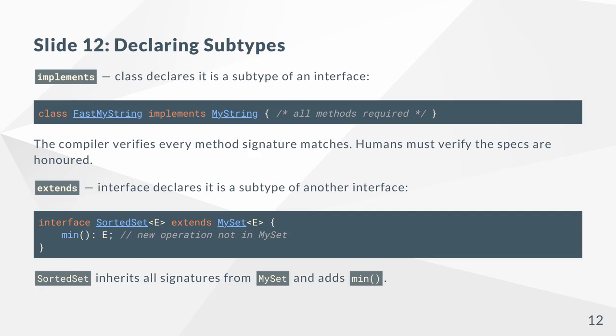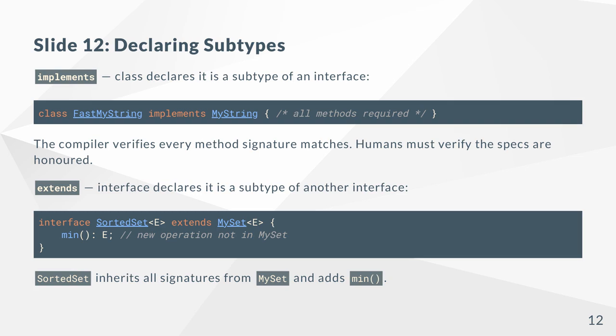TypeScript provides two keywords for declaring subtypes. Implements declares that a class is a subtype of an interface. The compiler verifies every method signature matches. Humans must still verify the specs are honored. Extends on an interface declares that one interface is a subtype of another.